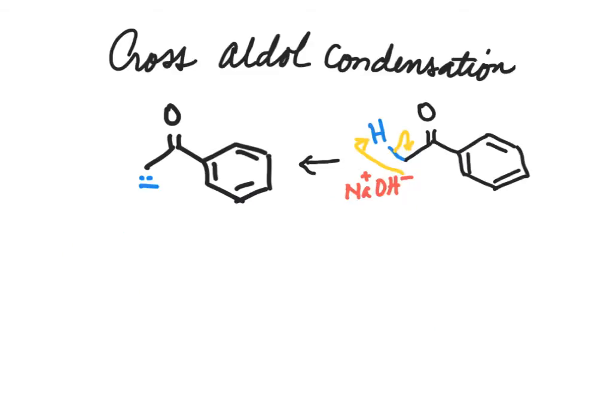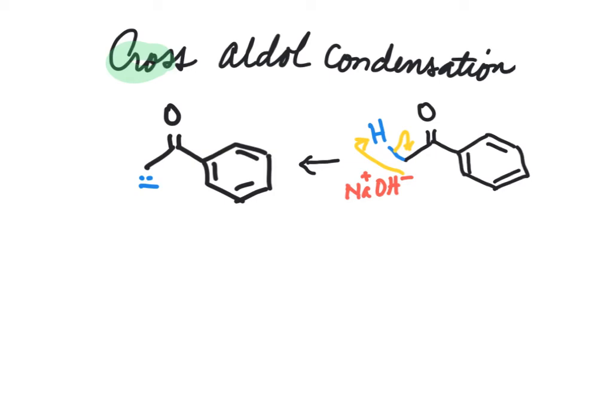Now we discuss the cross-aldol condensation, which means that we can use a ketone and an aldehyde, two different ketones, or two different aldehydes. In this example, we are going to create a chalcone by reacting acetophenone and benzaldehyde.